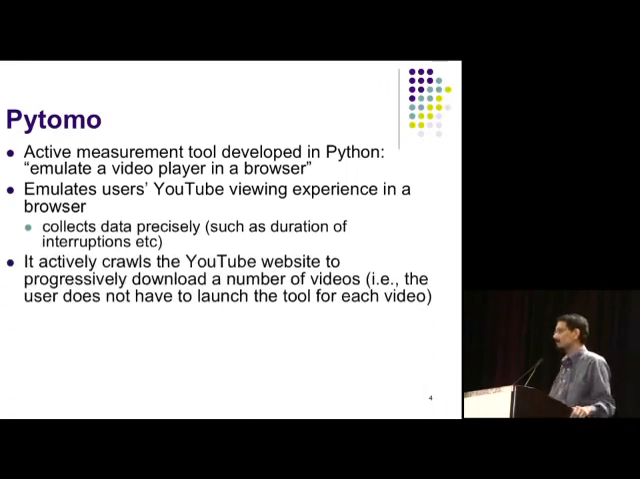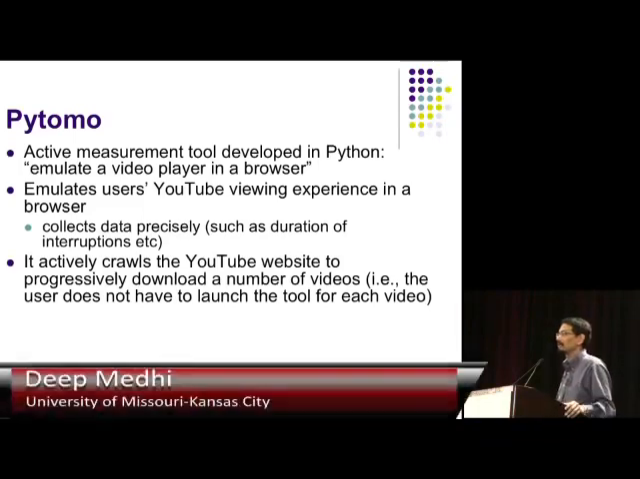Pytomo allows us to collect the data precisely. The second part is actively crawling. We have a simple algorithm which starts by going to the default page of YouTube and picking the 10 most popular videos. Then you crawl based on the related videos for each of them, randomly select a few more, and go to a secondary and tertiary level of related videos to see what you can find. You can then ask the users to collect this data for a certain number of videos, say 50 or 60 videos.